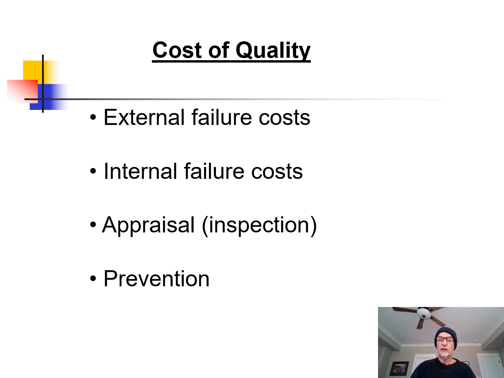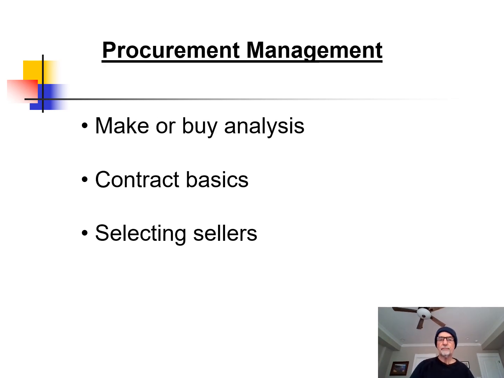You can also have an internal failure cost, where your project causes problems but it hasn't been shipped. You also have inspection or appraisal, which is reviewing quality at every step. And then you have prevention, where you build quality in, and people will look at something and prevent a problem from hurting your project before it gets too much out of control.